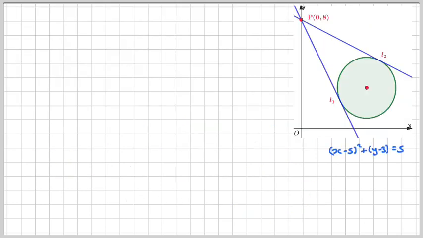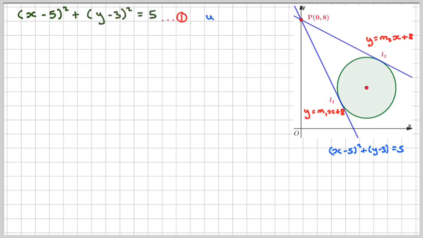Okay, so just layering up the diagram. We're going to call this one y = m1x + 8, and this one will be y = m2x + 8. So, writing down the equation of the circle, we'll call that equation 1. And the general form of these equations of the tangent, y = mx + 8, we'll call equation 2. We will now substitute equation 2 into equation 1. So everywhere there's a y here, we will replace it with mx + 8.